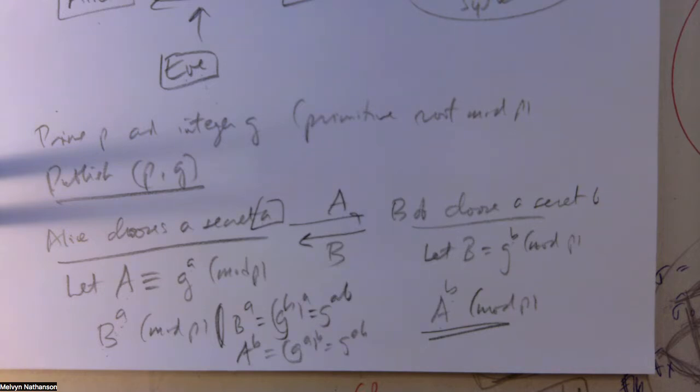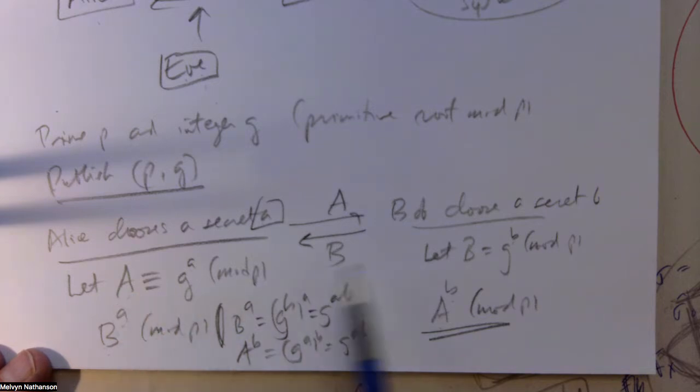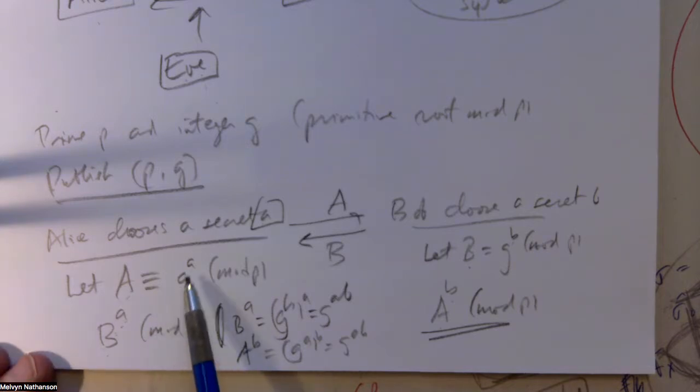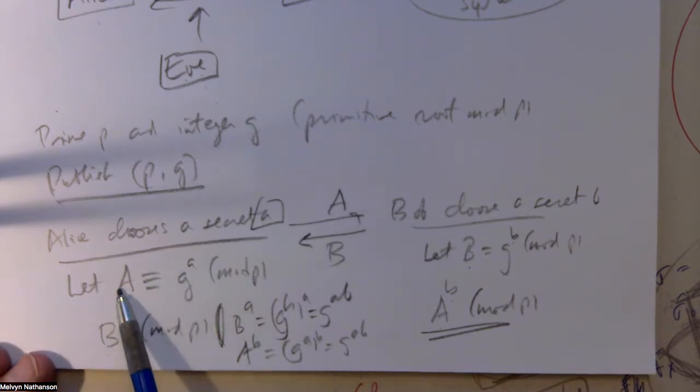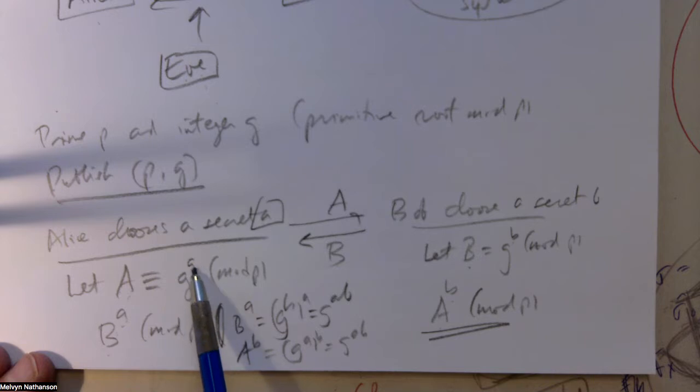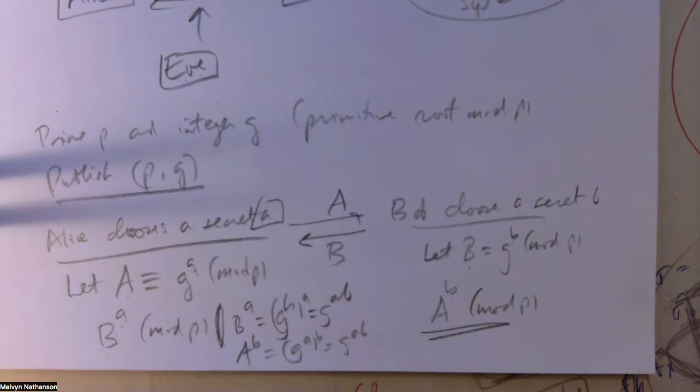Does Eve know that number? Eve doesn't know the number. Eve knows capital A, and Eve knows capital B. If Eve could solve the discrete logarithm problem, if G to the little a is capital A and you know capital A, if she could find lowercase a, the logarithm, she could break their encryption. She would know their secret number. But the discrete logarithm problem seems to be impossible to calculate in any finite reasonable time.